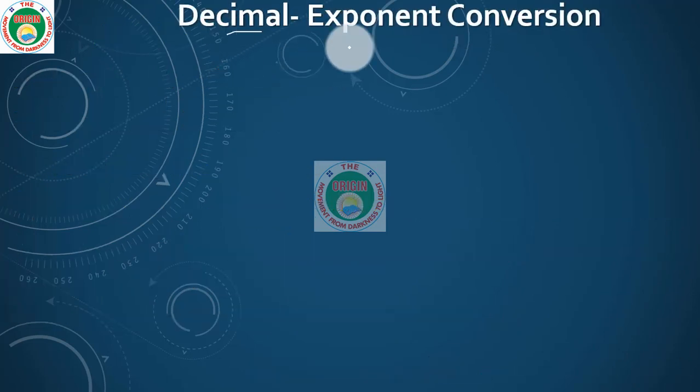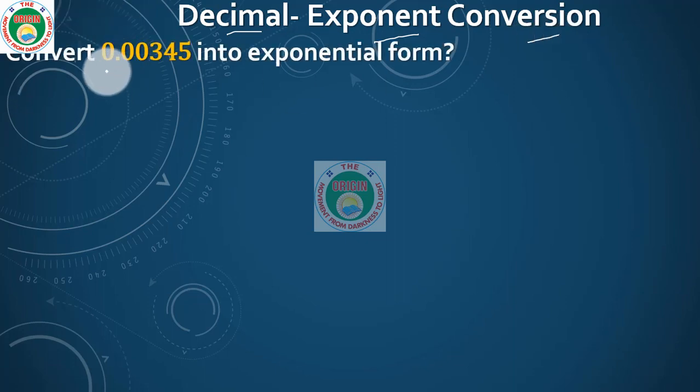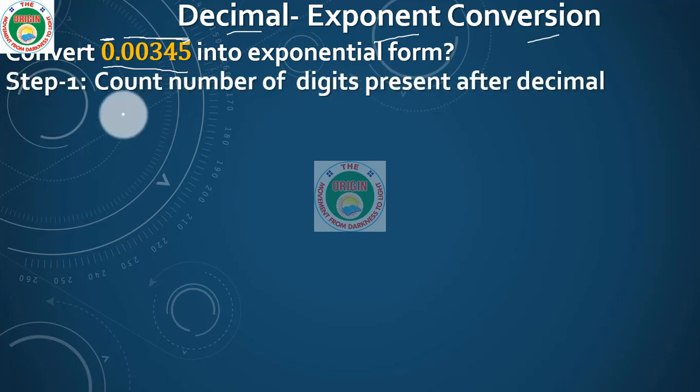Decimal to exponent conversion. This is the decimal to exponents conversion, and this is the decimal number I taken here: 0.00345, which is less than 1. The value is less than 1. But after the decimal point, there is the left side value and the decimal point right side value. The left side value is called the number and these are the decimal points. That is why we are reading it as 0.00345, not 345.